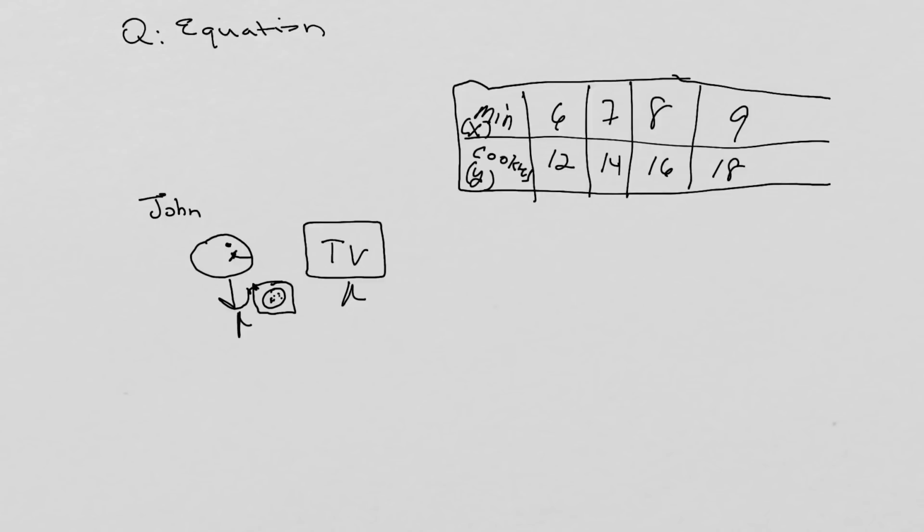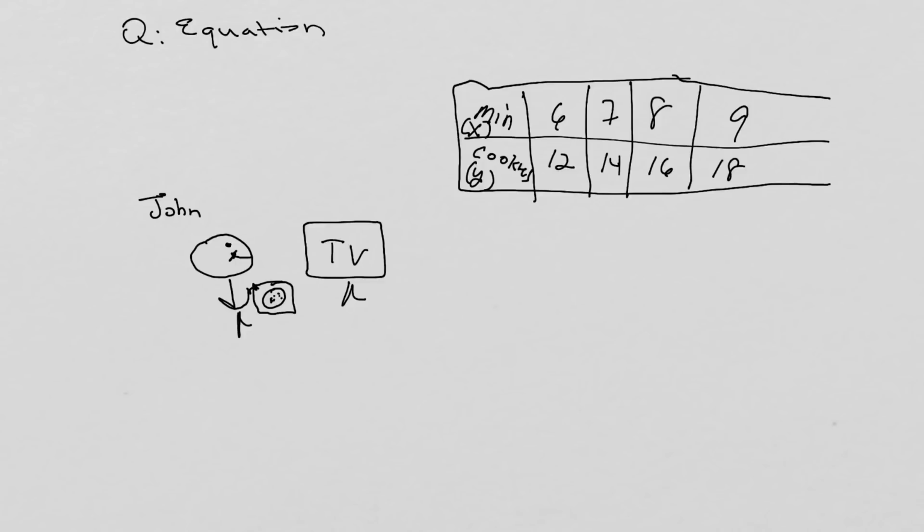So let's say that John sits in front of the TV for 60 minutes, which is a whole hour. How many cookies will John eat in 60 minutes? Well, we can continue this pattern, or we can go ahead and write an equation. So we're going to go ahead and write an equation.